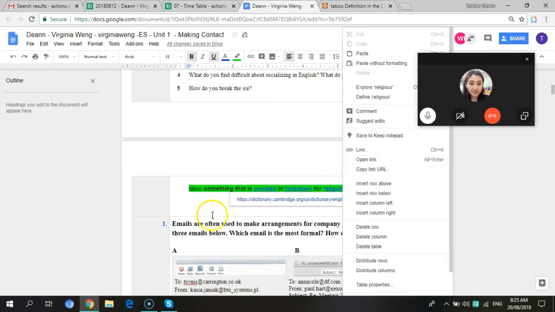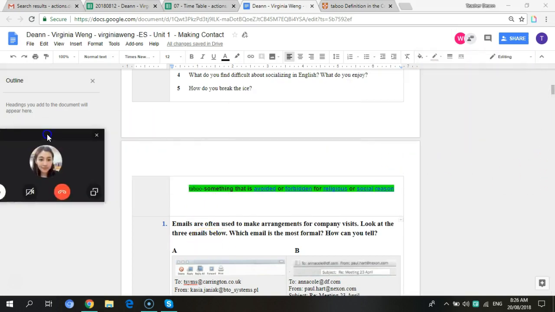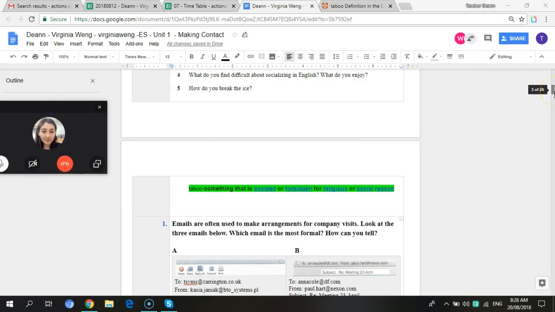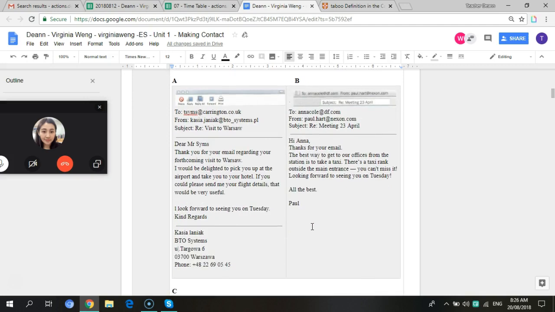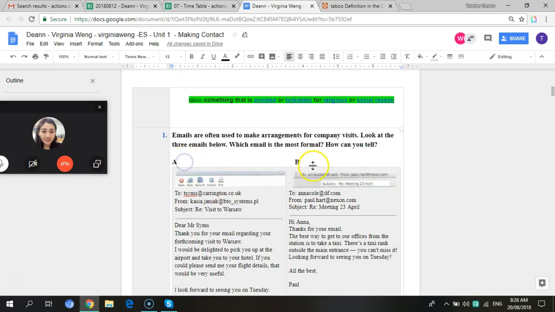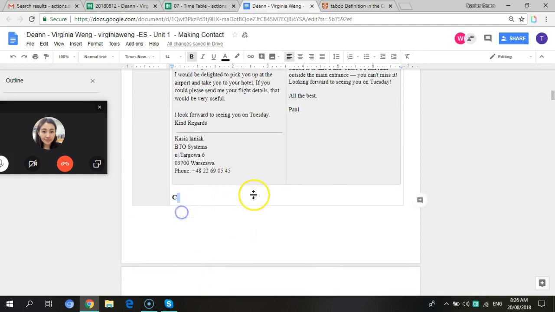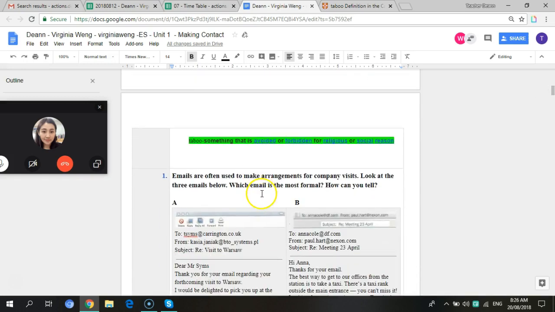That's great. Now, let us go to the next page. That is page 3, right? You're on page 3. So as we can see, we have here an example of an email. It is labeled A, B, and C. The C is the one below. Emails are often used to make arrangements for company visits, right?